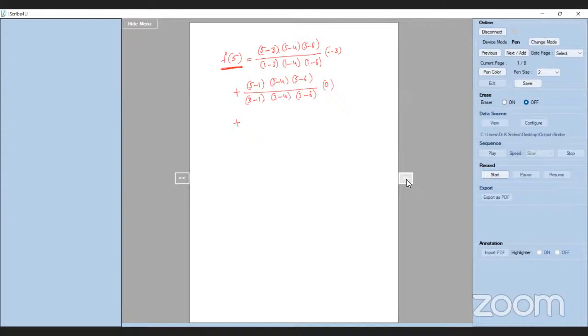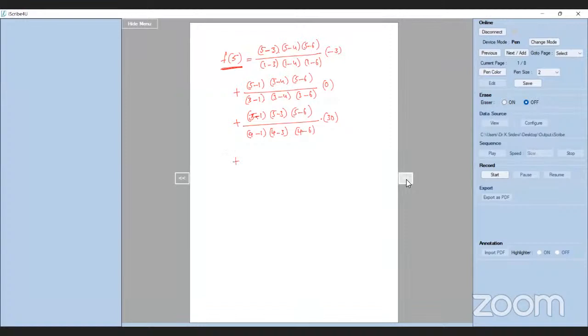Plus the next term: x minus x0, that is 5 minus 1, x minus x1, that is 5 minus 3, x minus x3, that is 5 minus 6, divided by x2 minus x0. What is x2? 4. So 4 minus 1, 4 minus 3, 4 minus 6, into f of x2. F of x2 is 30.